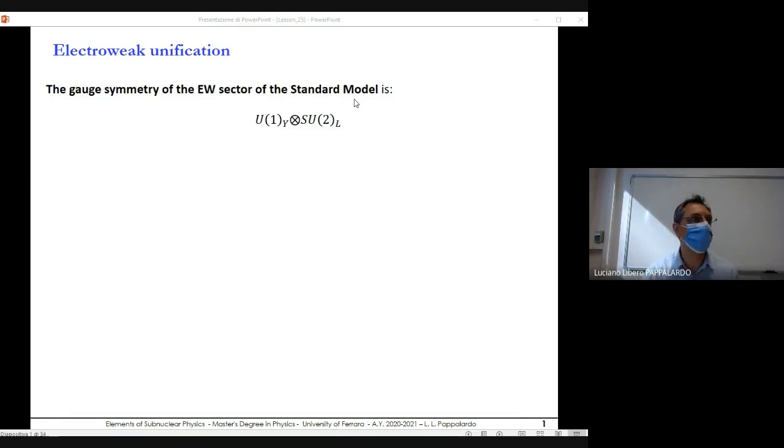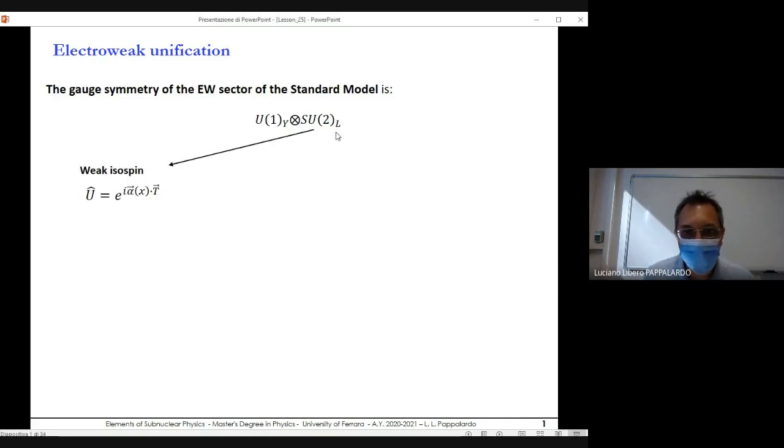Then, of course, we have to merge these together with SU3 color of QCD, and this will be, of course, the full picture for the standard model. We will focus on the electroweak sector. So let me just recap a few things that we already discussed last time.